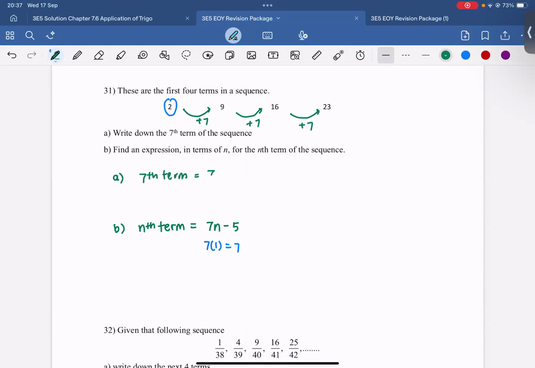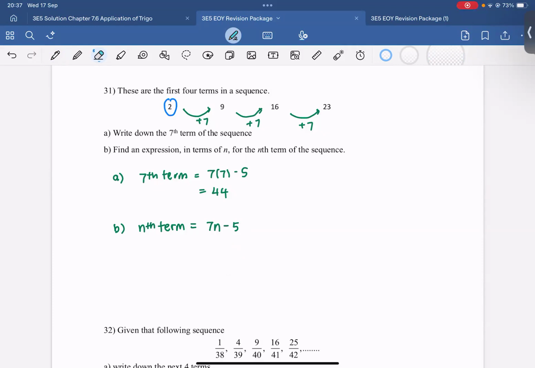Just put 7 inside. 44. Okay? Wait, that's why all -5? Why -5? Because you put 1 in, you get 7. Then you want it to be 2. So 7 do what to become 2? -5. Now you put 1 in, do you get 2? You put 2 in, do you get 9? You put 3 in, do you get 16?